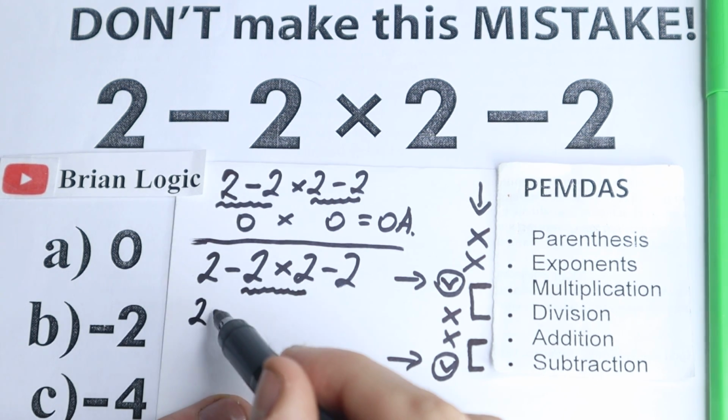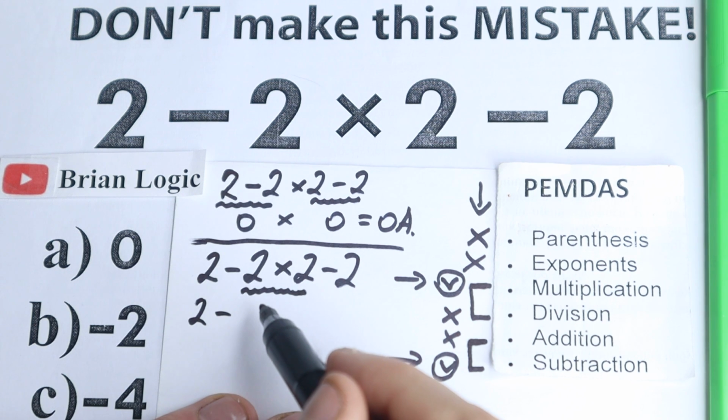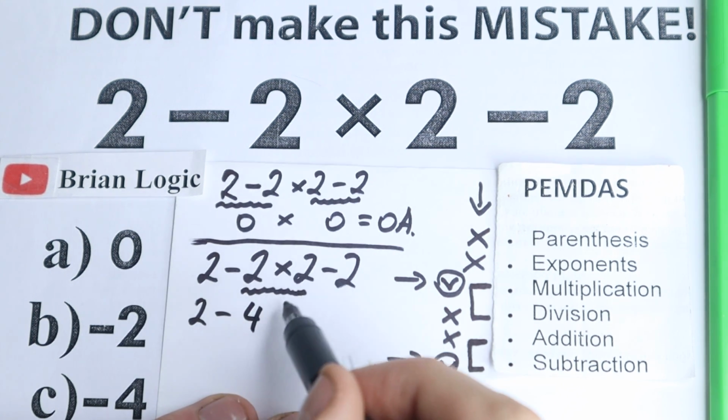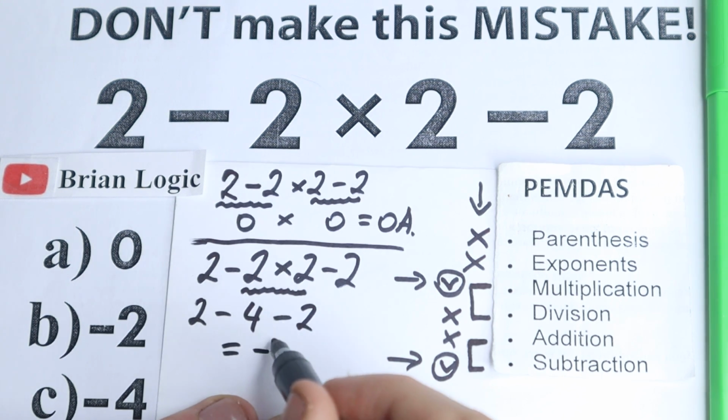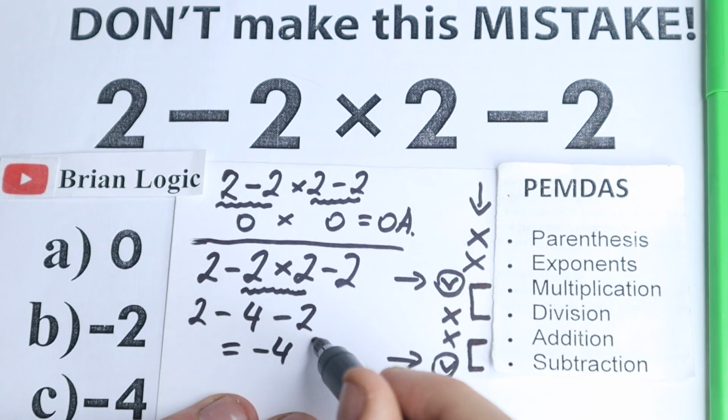So we have 2 minus, we have 2 times 2 equal to 4, and minus 2 right here. So 2 minus 4 minus 2, which is equal to, looks like, minus 2. Okay, this is option C. Yeah, we have this option.